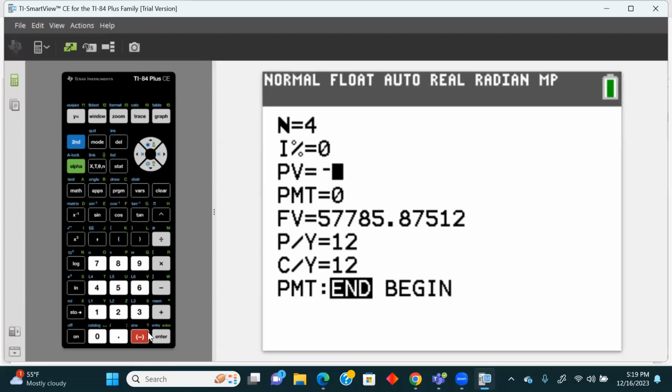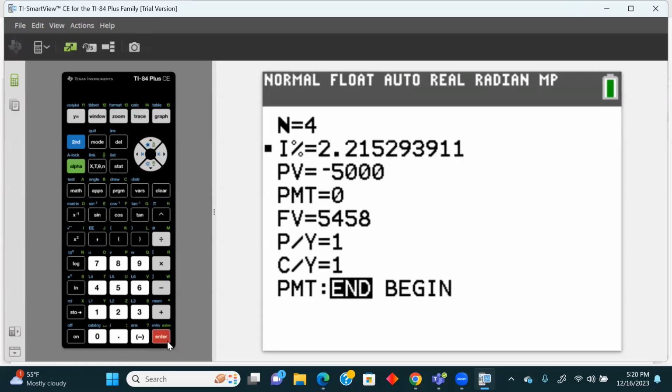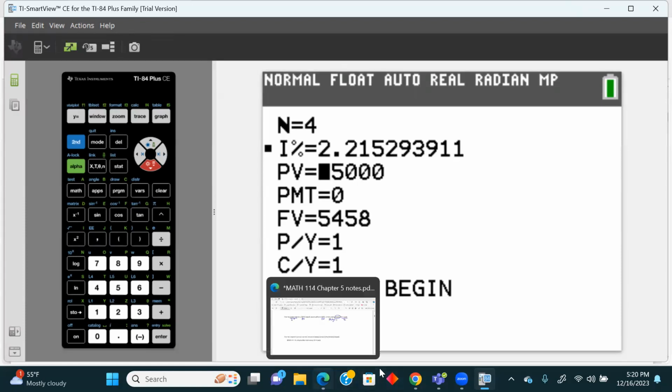The negative is below the 3, 5,000. We're not making any payments. In the future, we have $5,458, and it's being compounded once a year. What I'm looking for is the rate. So I'm going to put my cursor up on the rate, or the I, and then I'm going to hit alpha, enter. I'm going to arrow down. And I don't know how many decimal places, so let's do 2 decimal places. So 2.22.